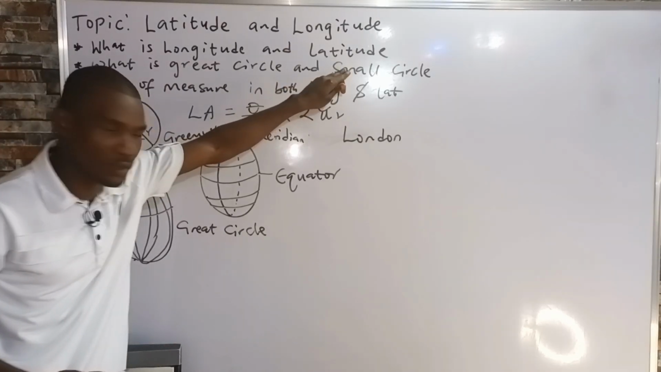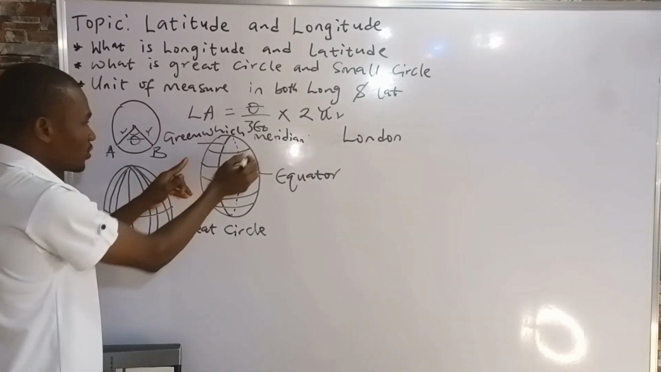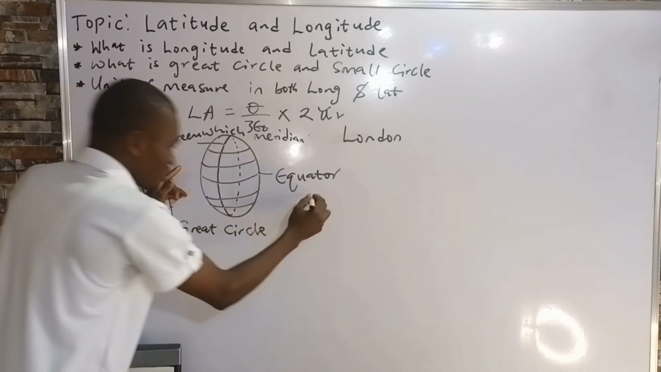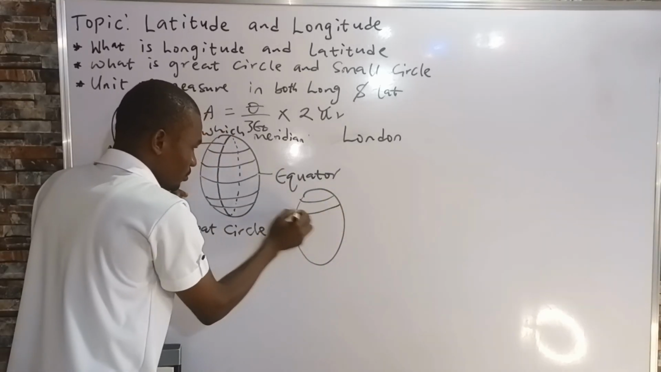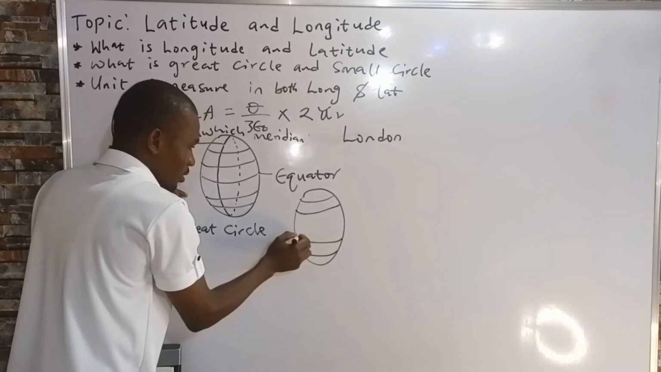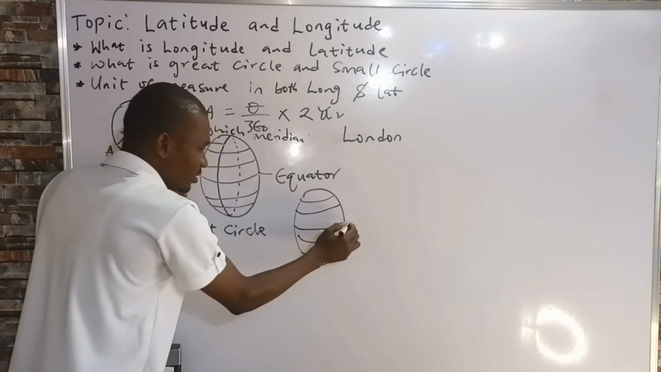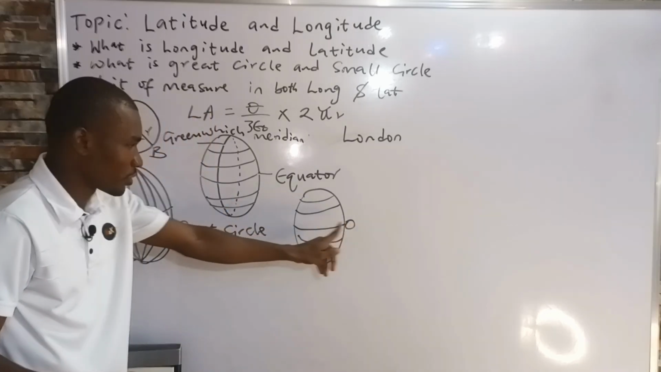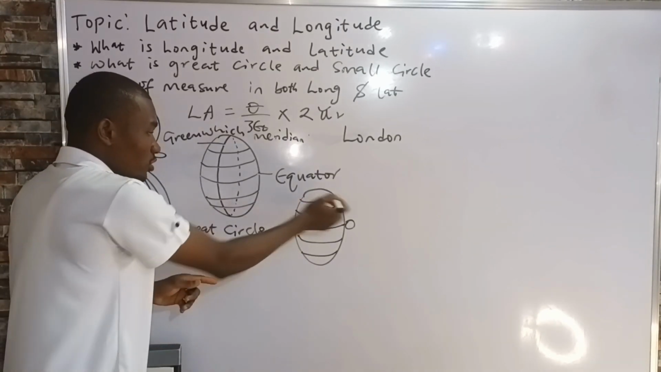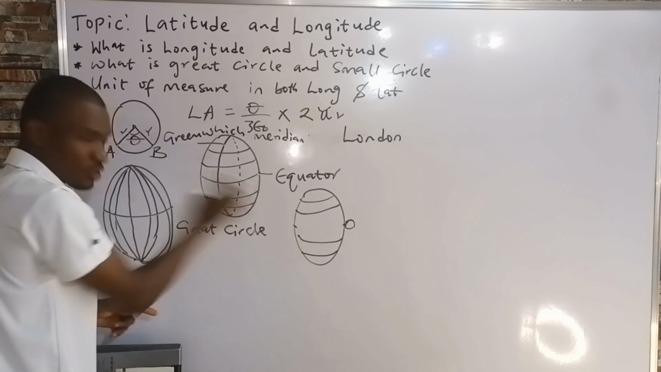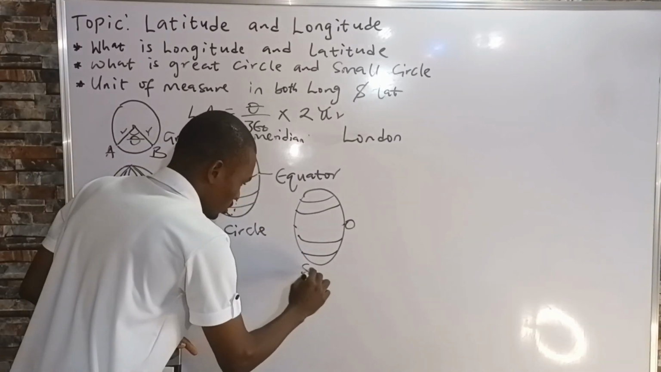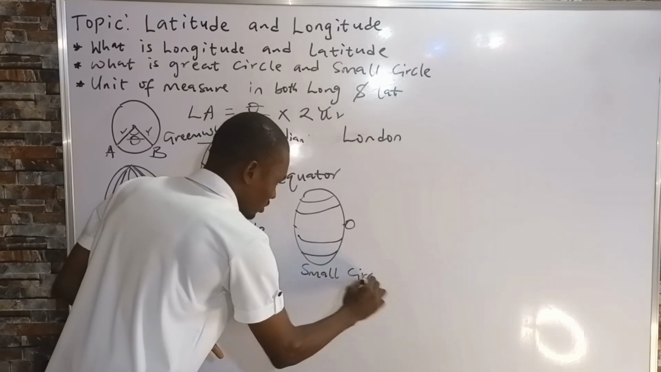What is small circle? Every chord of this form, remember this is the Earth's surface, so let me redraw it here. Every chord of this form, excluding this very middle chord, which I represent with 0, all the horizontal chords of the Earth, excluding this equator, which is the 0, is called small circle. It's called small what? Circle.